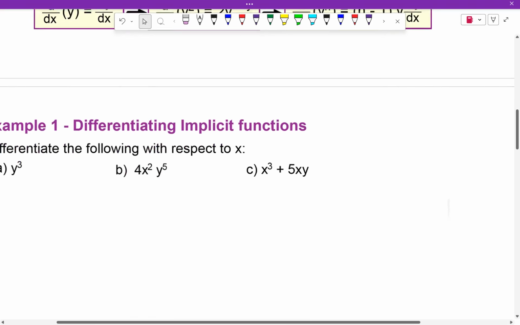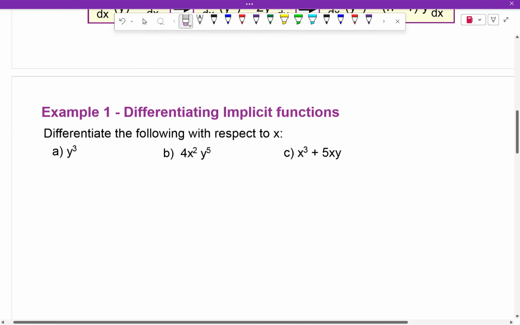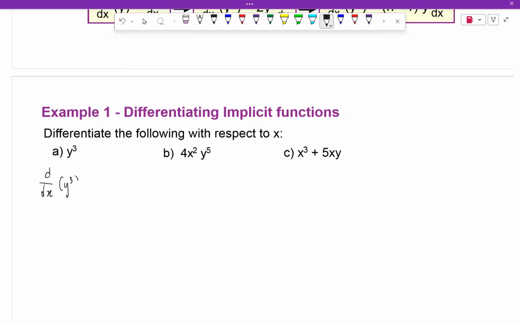Okay, let's do some quick questions. For example, differentiate the following with respect to x. In this case, we differentiate with respect to x, and you can see here is y cubed. Usually, what we would do is directly say that becomes 3y squared without looking at what it's with respect to. But the thing is, we are differentiating with respect to x while the question is giving y. So in this case, use the chain rule.